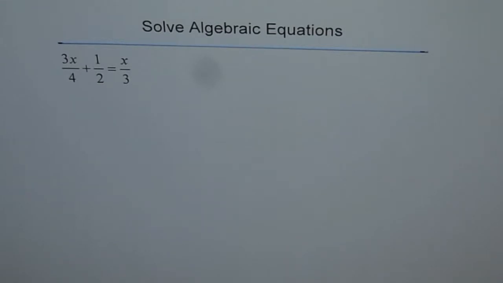Solve algebraic equations. We have a series of equations here which have fractions in them, and the strategy to solve them is to find the lowest common multiple and then multiply both sides by the lowest common multiple. That is the strategy which we are following at present, right?